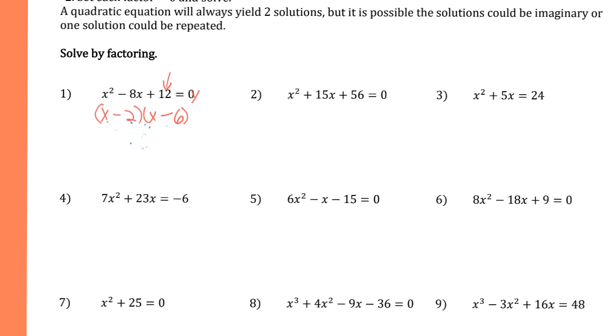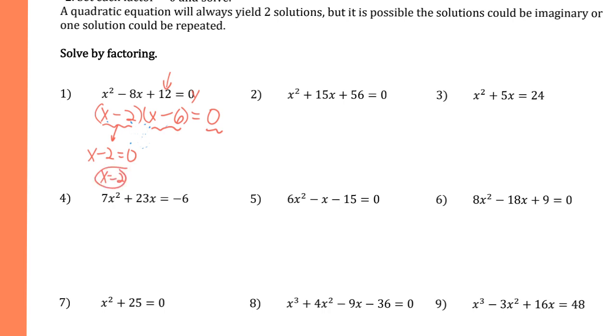The way that you do that is get everything to one side, factor it, and then set each of your factors equal to 0. Why? When you were little learning multiplication facts, you learned that if you multiply two factors together and get 0 as an answer, one of those has to be 0. So you set each factor equal to 0 and solve. This would be plus 2 to both sides, and you get x equals 2.